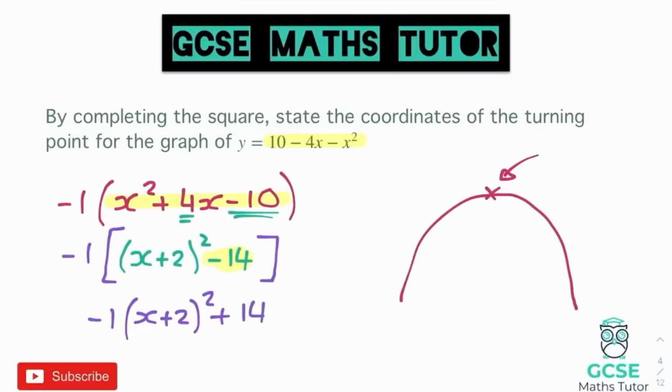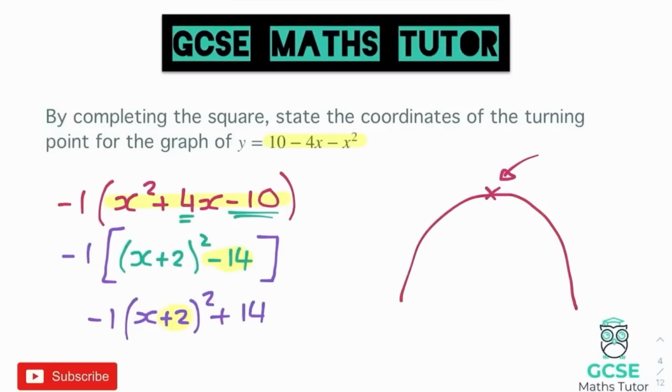And just like normal, we get our coordinates from this. So the x coordinate of the turning point is the opposite of the +2, and obviously I am going a little bit quicker than I would on the normal completing the square video, so do check that one out first if this is a bit beyond you.